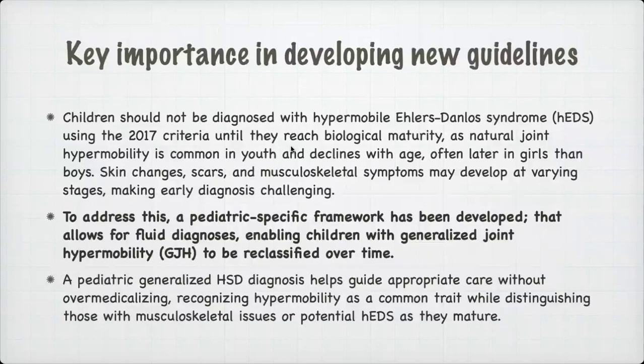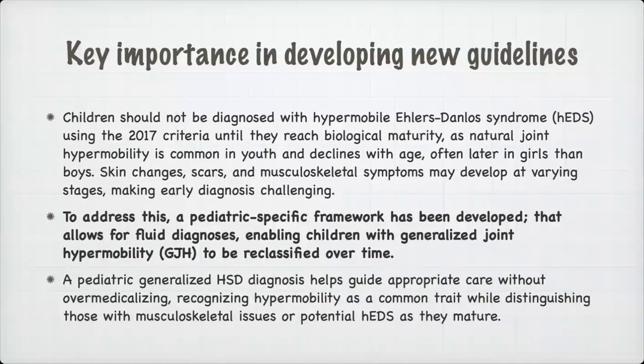The key importance in developing these new guidelines, so kind of a summary again of what we just discussed: children should not be diagnosed with hypermobile Ehlers-Danlos syndrome using the 2017 criteria until they reach biological maturity, as natural joint hypermobility is common in youth and declines with age, often later in girls than boys. Skin changes, scars, and musculoskeletal complications may develop at varying stages, making early diagnosis challenging.